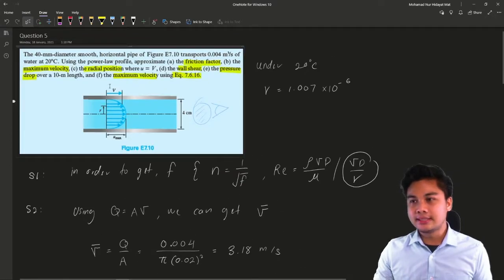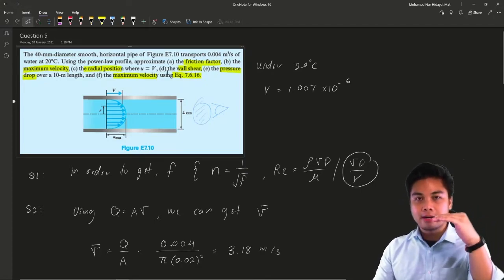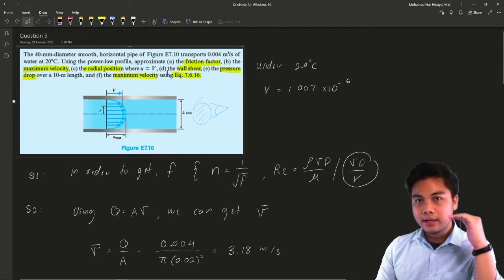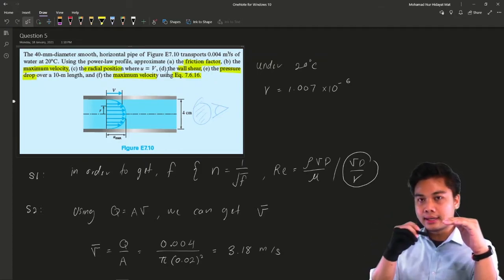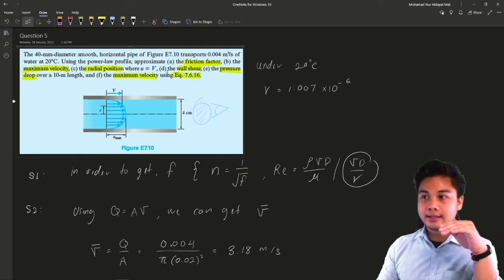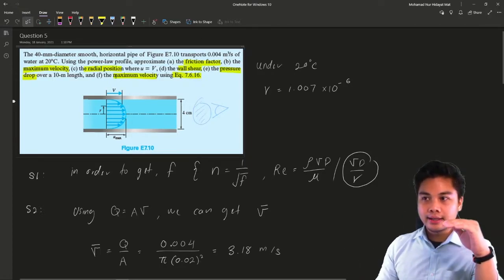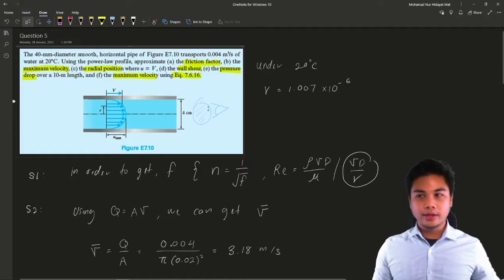The next question asks for the radial position where u equals the average velocity. That means different layers will have different velocity because we have the velocity profile. The velocity changes across the different layers, so we need to find which layer will have u equal to the average velocity, in this case 3.18.